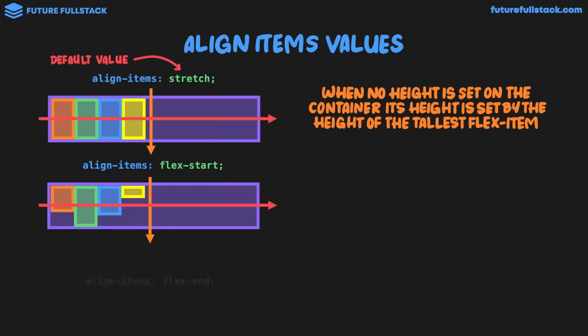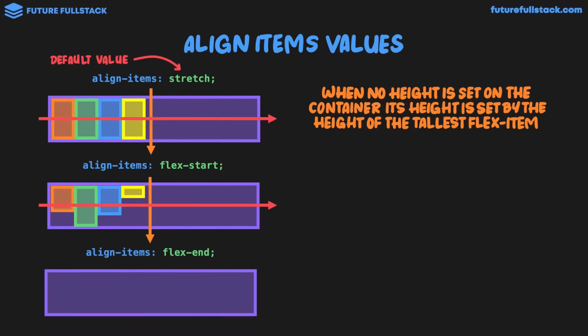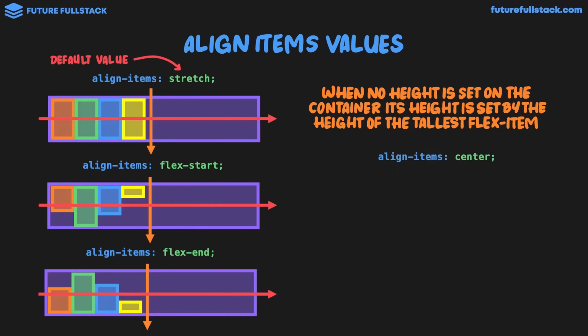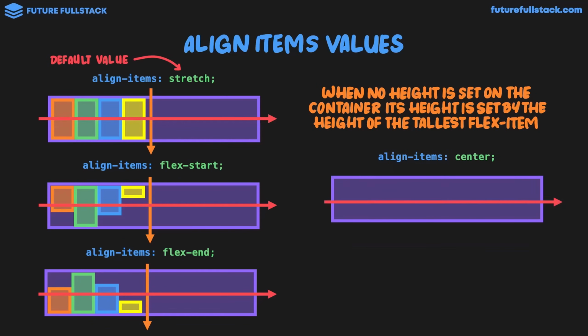We then have align items flex end. We have our flex container, our main axis, our cross axis, and our flex items will look like this. That is at the end of the cross axis. You can see it's the complete opposite of align items flex start. The next value is align items center, with our flex container, our main axis, our cross axis, and our flex items will now be centered on the cross axis. So it'll look like this.